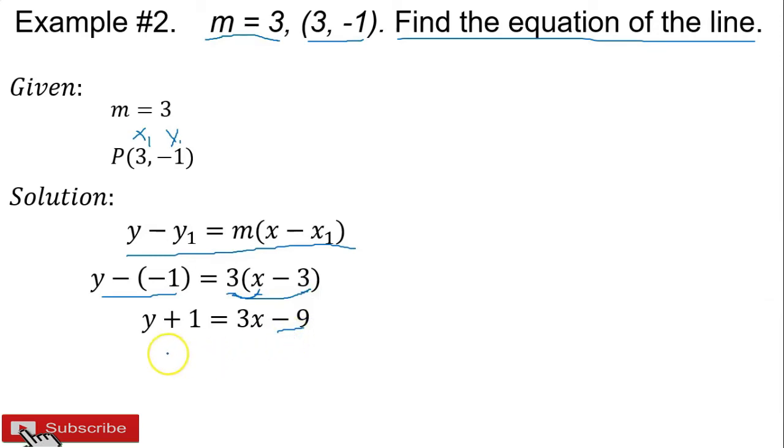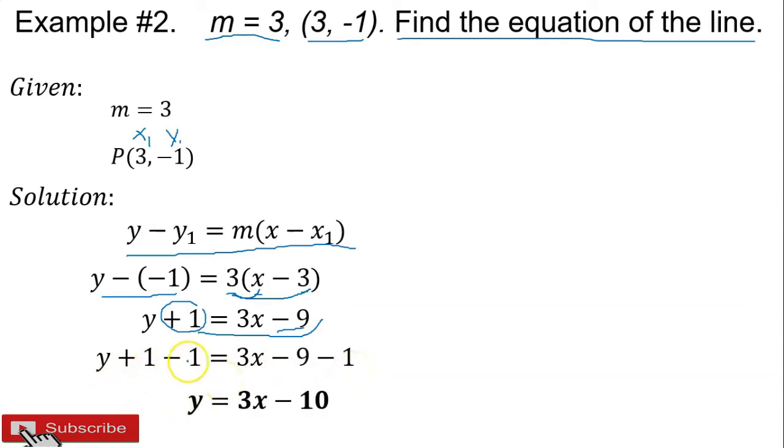So ang gagawin ulit natin, by using subtraction property of equality, okay, mag-subtract tayo ng 1 on both sides of the equation. Or pwede nyong gawin, gaya ng sinabi ko kanina, you can transpose positive 1 to the right side of the equation. So we have y plus 1 minus 1 is equal to 3x minus 9 minus 1. Simplify natin, y plus 1 minus 1, the answer is y.